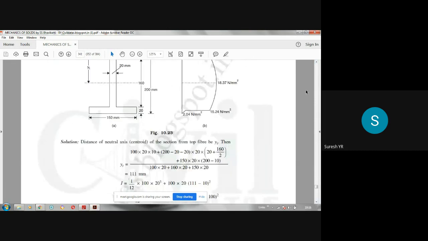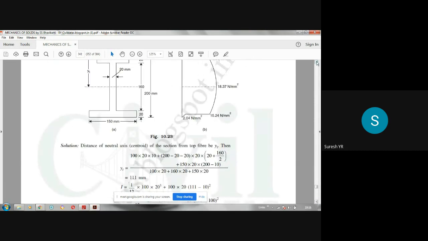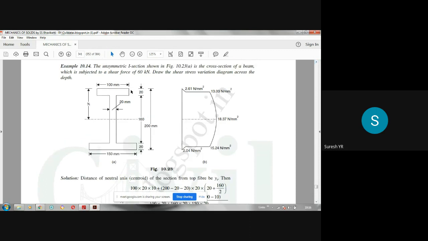So at the top fiber it will be 0. Please note that shear stress at the top fiber as well as at the extreme fiber is 0. Top means the extreme fiber, the farthest fiber. So 0, 0 here. But it will change two values. It has got two values here at the junction as well as here.